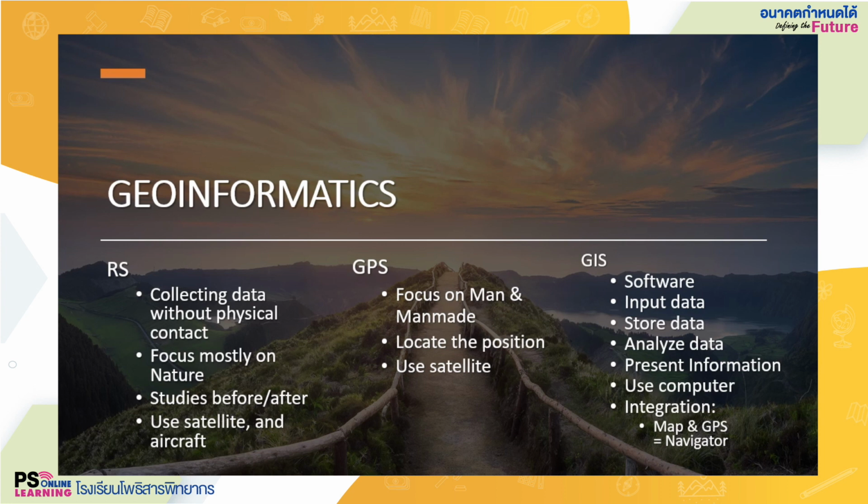And also GPS is mainly used to locate the position, and the way they do it is to use the satellite in conjunction with the GPS receiver. And the last one is the GIS, which is basically computer software. It inputs data, stores data, analyzes data, and then presents it as information, using a computer to do it. And it also provides integrations. For example, we integrate a map and then the GPS.